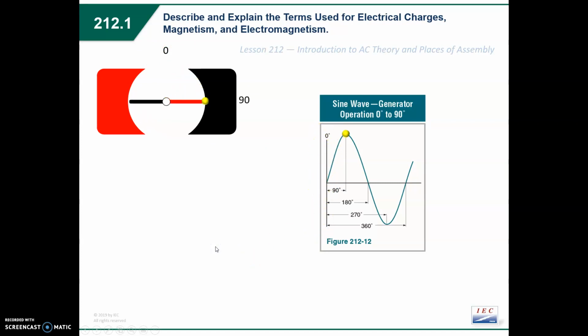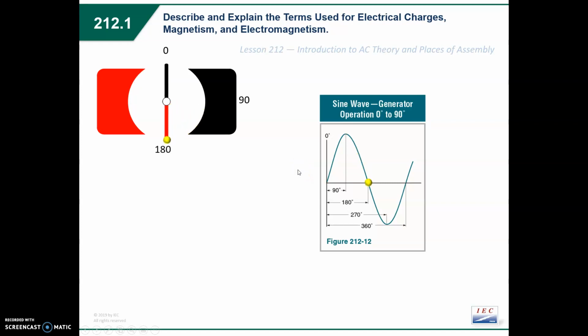As we rotate to 90 degrees, we've just rotated this thing 90 degrees. See that again, back to zero. We rotate 90 degrees. Notice that now we are as fully engaged with this pole of the magnet as we possibly could be at 90 degrees. So again, if we check the sine wave, we're at the 90-degree point and we're at our maximum voltage, our peak positive voltage.